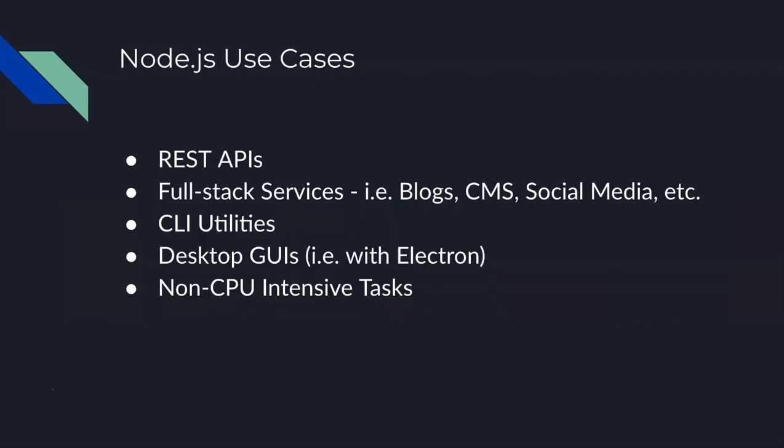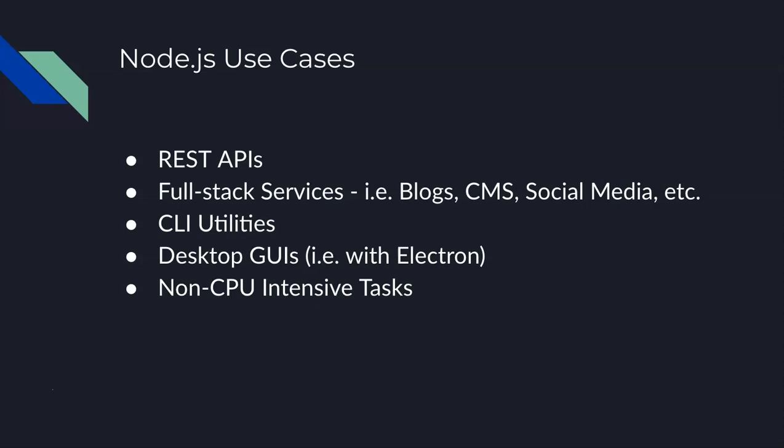Now why do we use Node.js? What is it really good at building? Well, if you're going to build REST APIs, if you're going to build web servers that are back-end services that are going to talk to other services or be talked to from clients and return back just raw data, Node.js excels at this kind of work. Okay? It's also really good at building full-stack services. So if you want to build an entire application, front-end and back-end, you want to build blogs or CMS or social media tools, Node.js is going to excel in those areas as well.